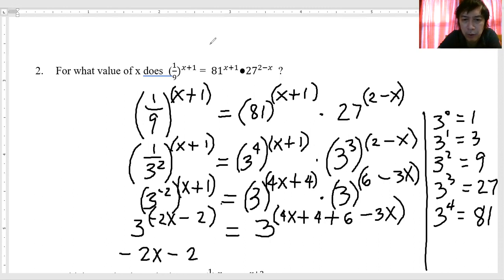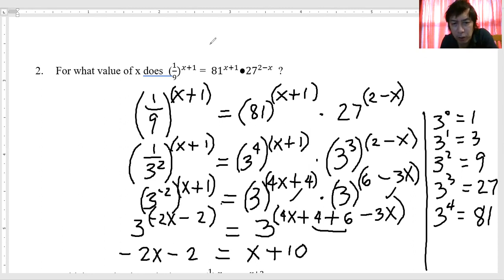And you can now equate the exponents. So negative 2x minus 2, remember we're now removing the base 3 from both sides. We're now going to equate the exponents. So we have negative 2x minus 2 equal to, let's simplify the exponent. This is 4x and minus 3x, so that will just be 1x or simply x. And then you have the 4 plus 6, this will just be plus 10.